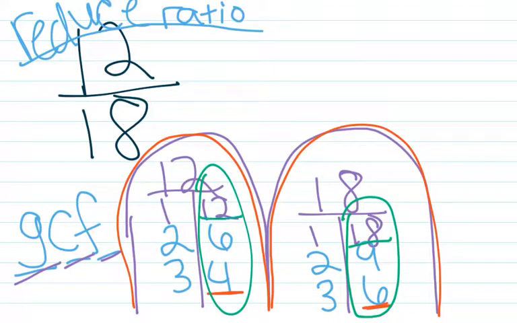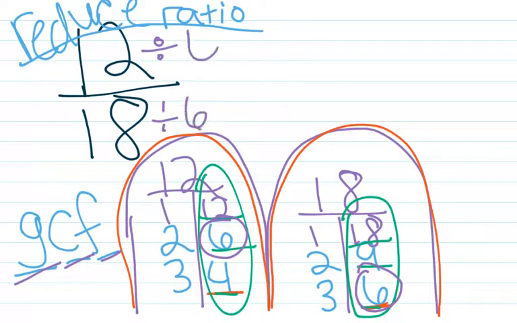So 18, 12, that's not together. Those aren't the same. 9 and 6, those aren't the same. And then 4 and 6? Wait, that's not right. I have 6 over here and 6 right there. Is that my greatest common factor? If you said yes, you're exactly right. So from here, I take my 6. I divide 12 and 18 by 6.